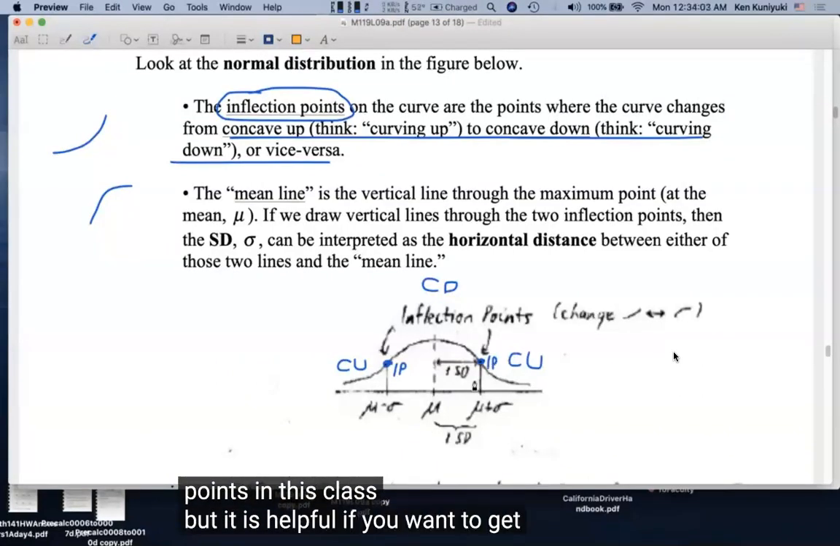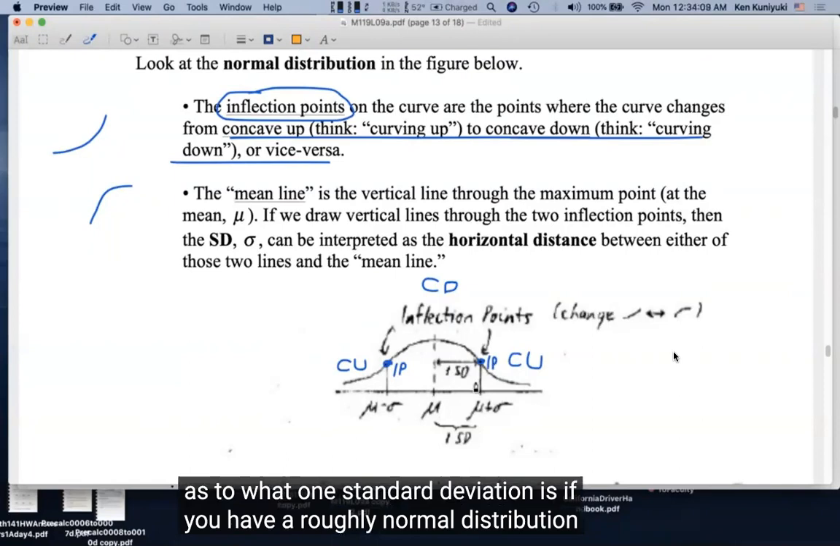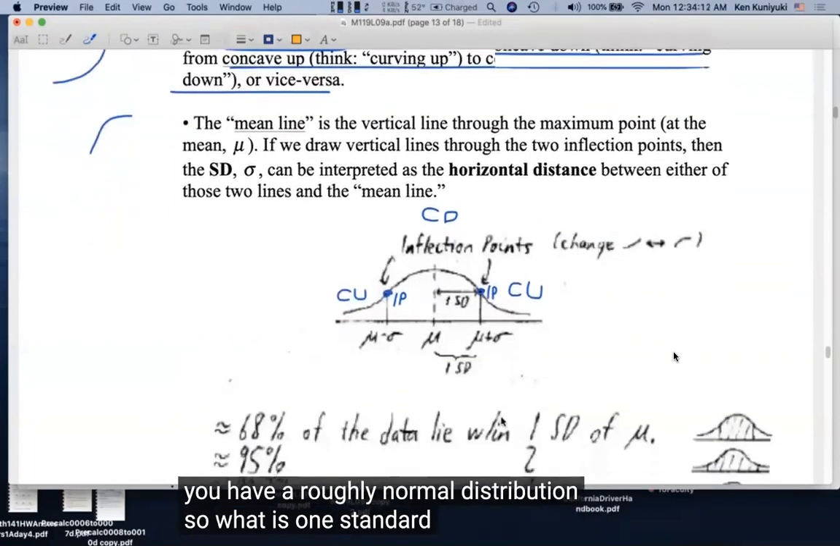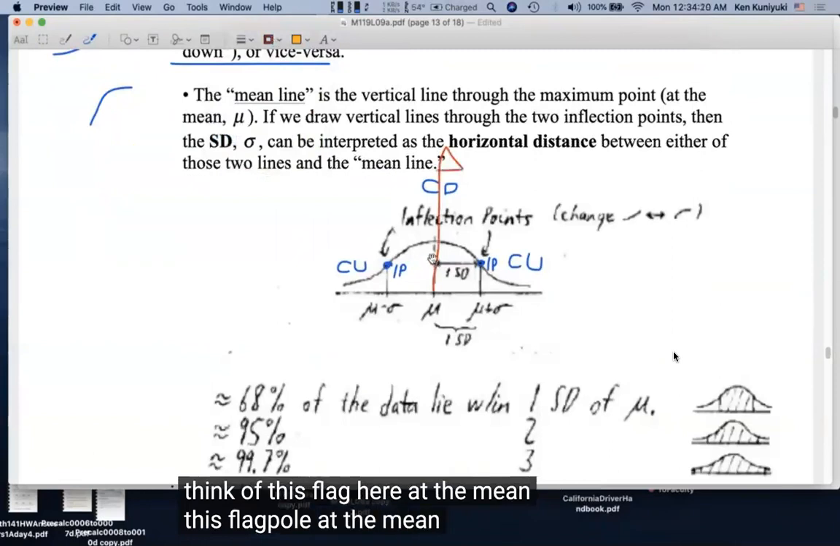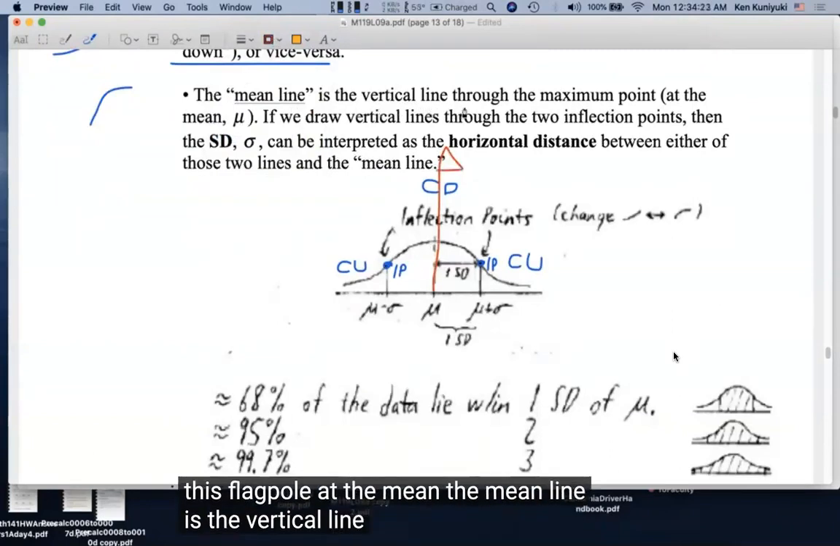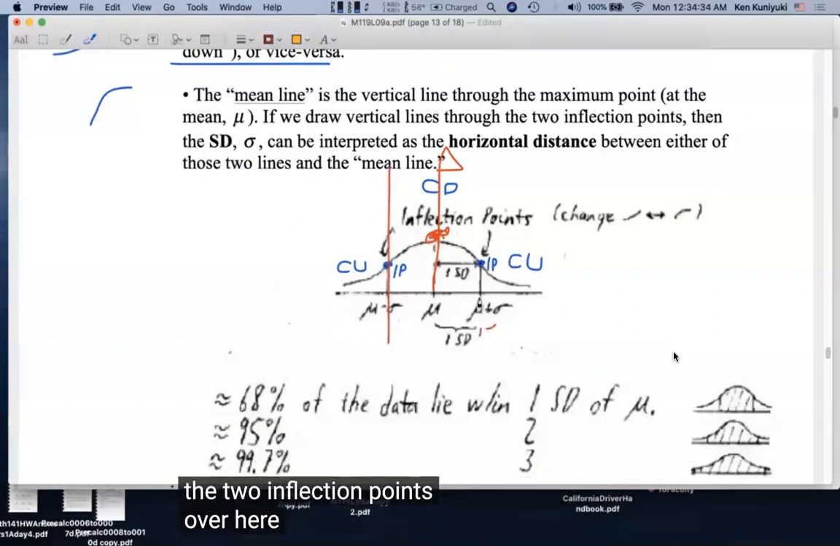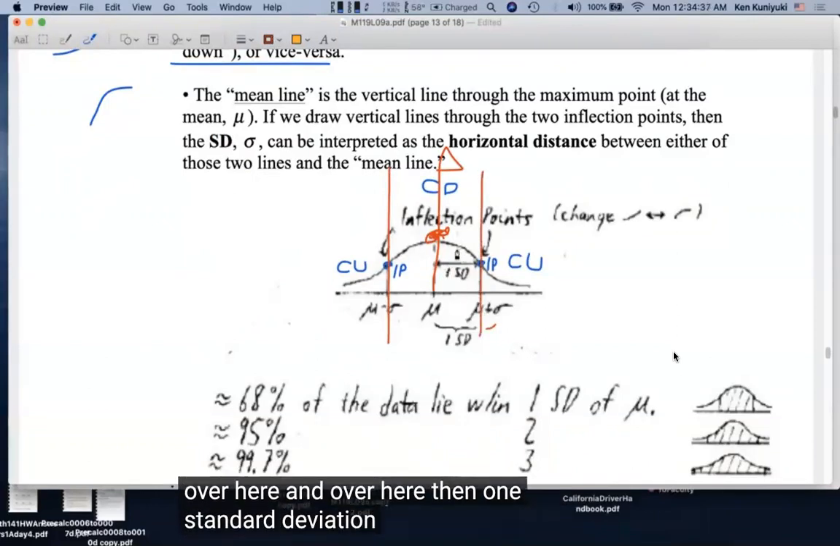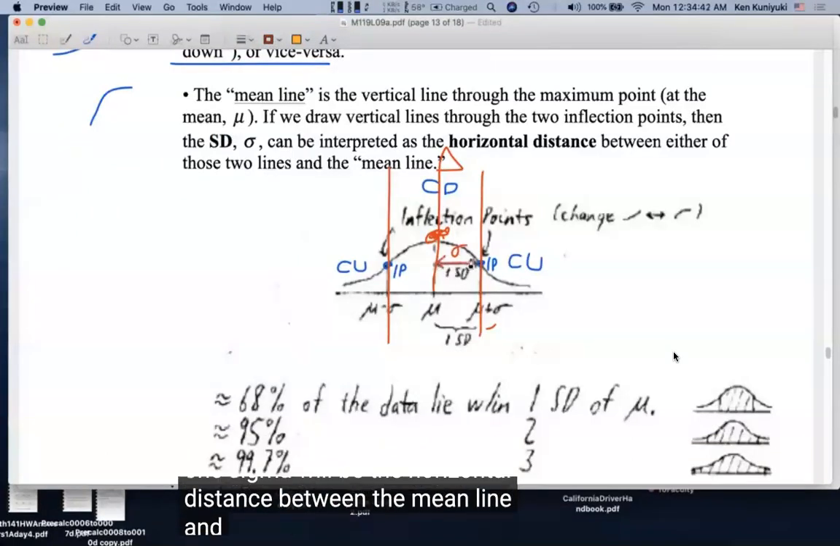But it is helpful if you want to get some sort of geometric sense as to what one standard deviation is, if you have a roughly normal distribution. So, what is one standard deviation? Again, think of this flag here at the mean, this flagpole at the mean. The mean line is the vertical line through the maximum point of this bell curve. Now, if we draw vertical lines through the two inflection points over here and over here, then one standard deviation, 1 sigma, will be the horizontal distance between the mean line and either inflection point.